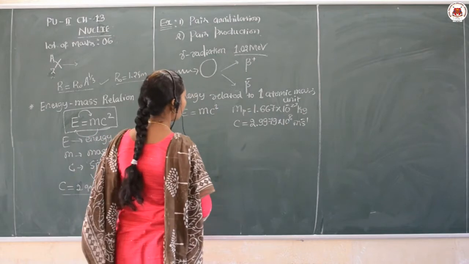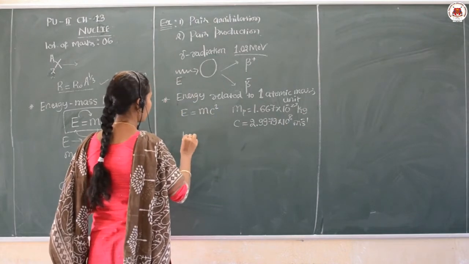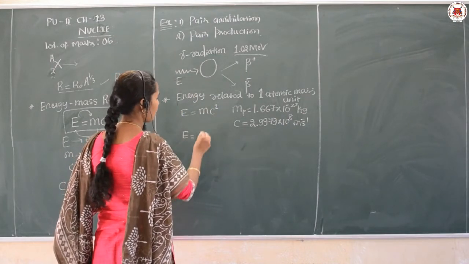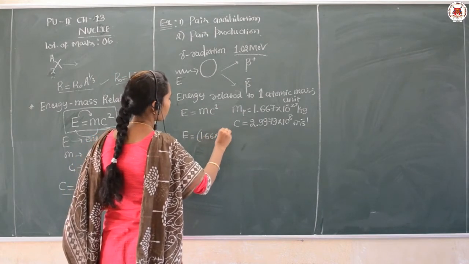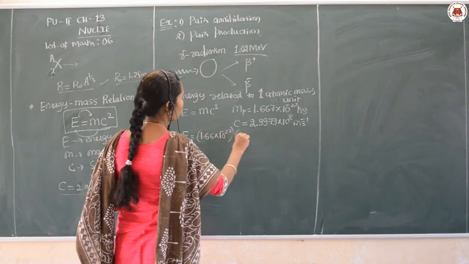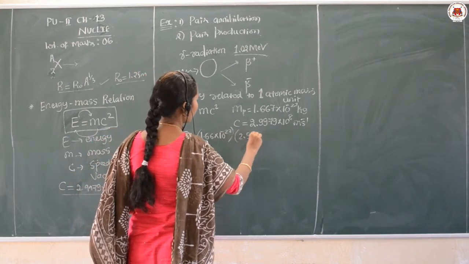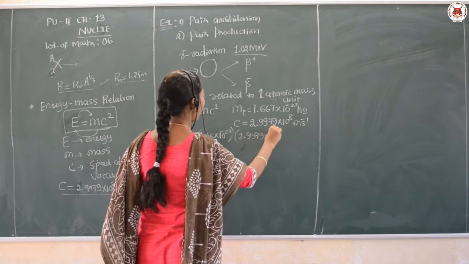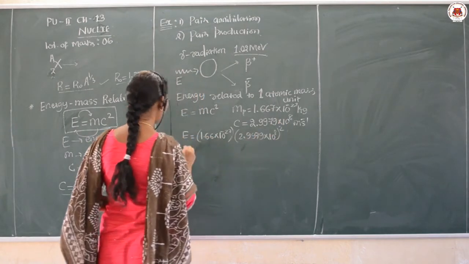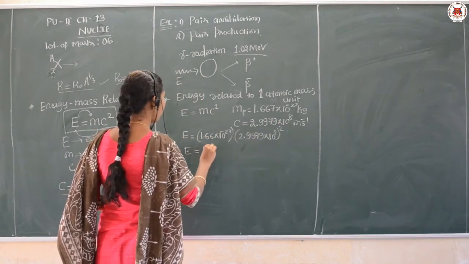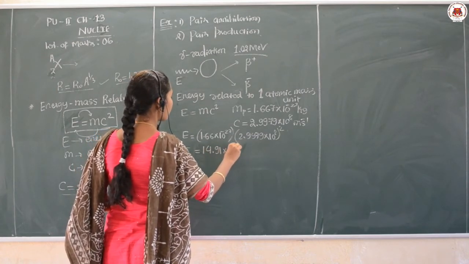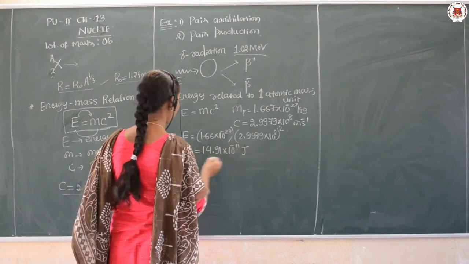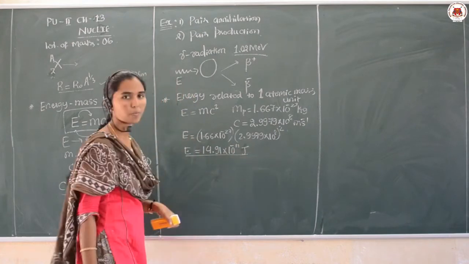Okay. Then when you substitute the values in the expression, we get 1.66 into 10 raised to minus 27 into 2.9979 into 10 raised to 8 squared. After this, E is equal to 14.91 into 10 raised to minus 11 joule. This much energy is produced.